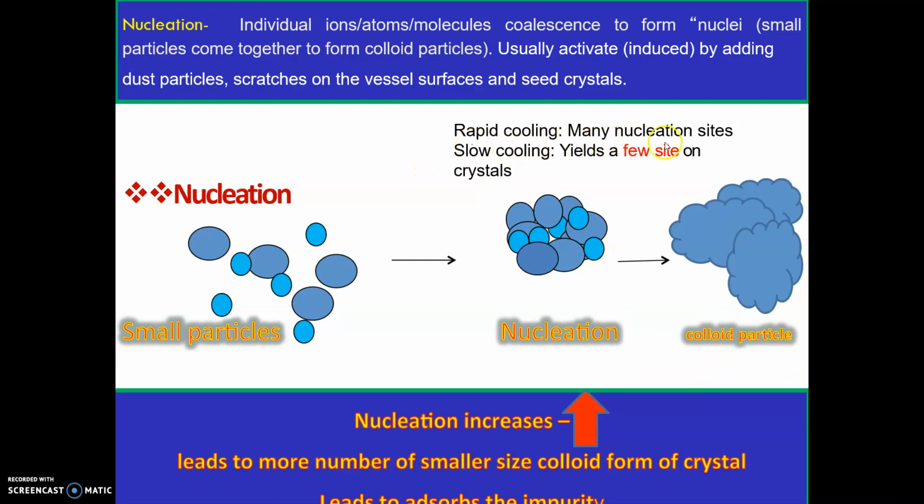Rapid cooling means many nucleation sites, while slow cooling yields fewer sites on the crystal. So when you increase nucleation, it leads to a larger number of smaller colloid-sized crystals, and it leads to absorbing impurities. So that's why we need to reduce the nucleation process. We need more particle growth after nucleation in order to get a crystal, because we need crystal particles, not colloid particles.